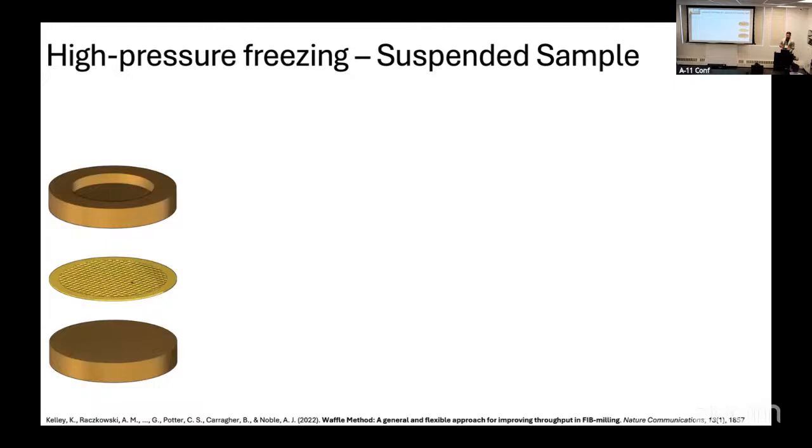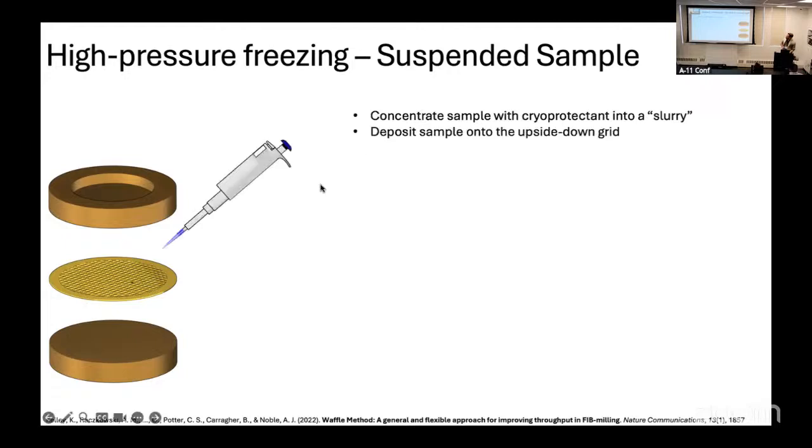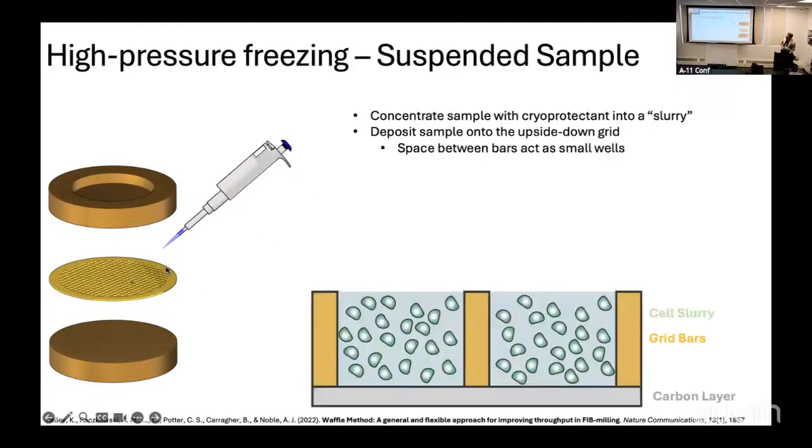So I'll show you the first way to do it. You have these two brass planchettes, like I said, and you have a grid. You concentrate your sample into a slurry and deposit the sample right into the upside down grid. The upside down grid acts as little wells. So you have the grid bars, and between the grid bars your sample kind of floats, and the carbon layer is on the bottom. The gold grid bars are about 25 micron thick, so that's about how much sample you have.